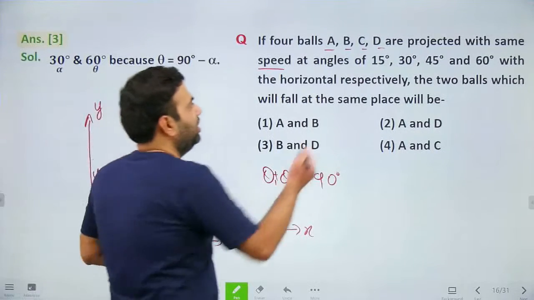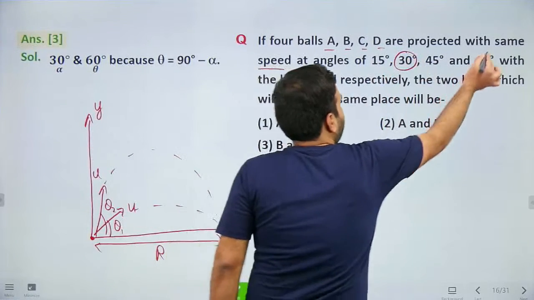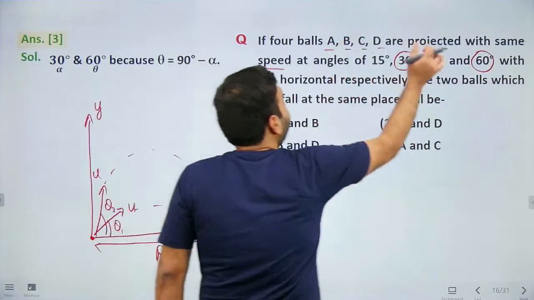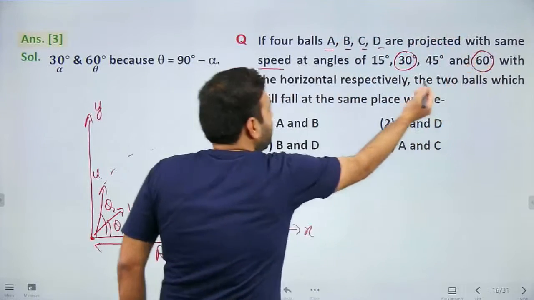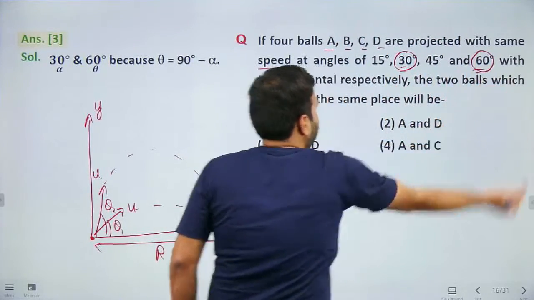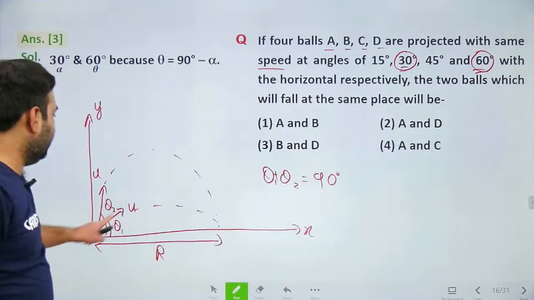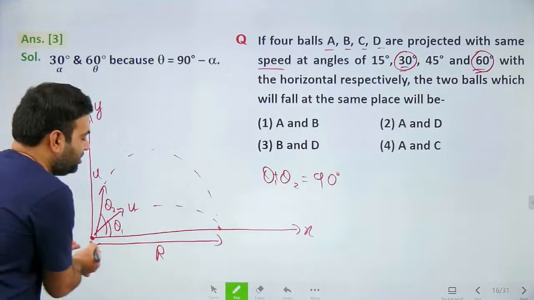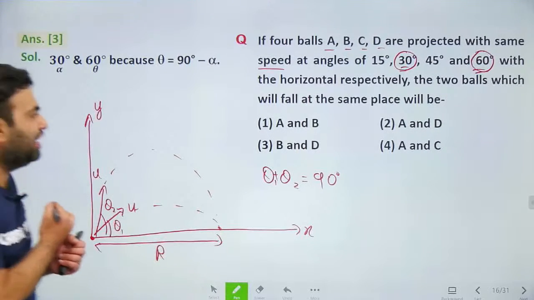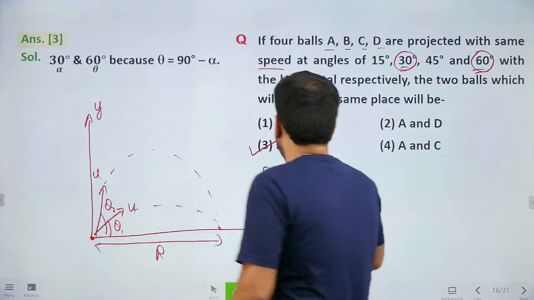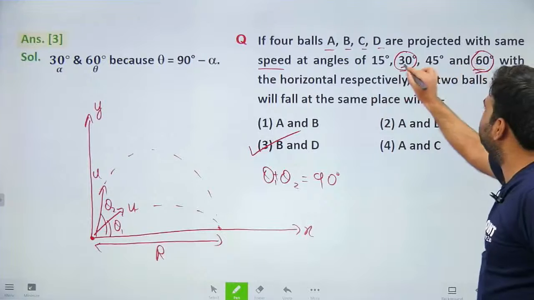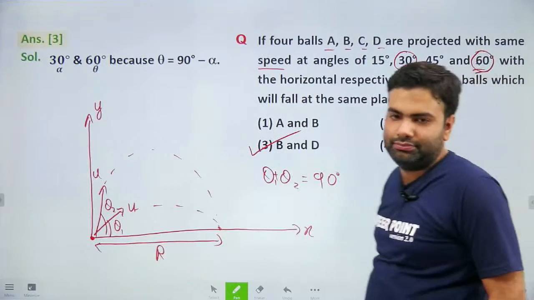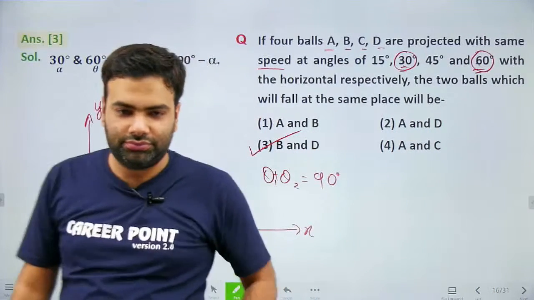So as you can see, for particle B and particle D, the sum of their angles is 90 degrees. So 30 degrees and 60 degrees, they will fall on the same place. Why? Because they have the same range. So the answer is option 3. B and D will have the same range because their sum is 90 degrees. Okay.